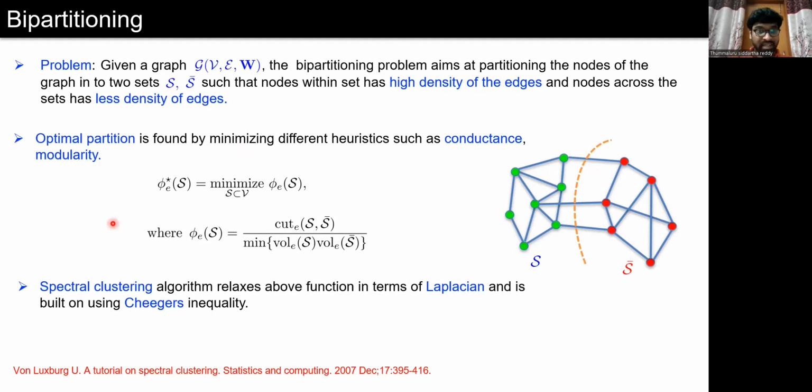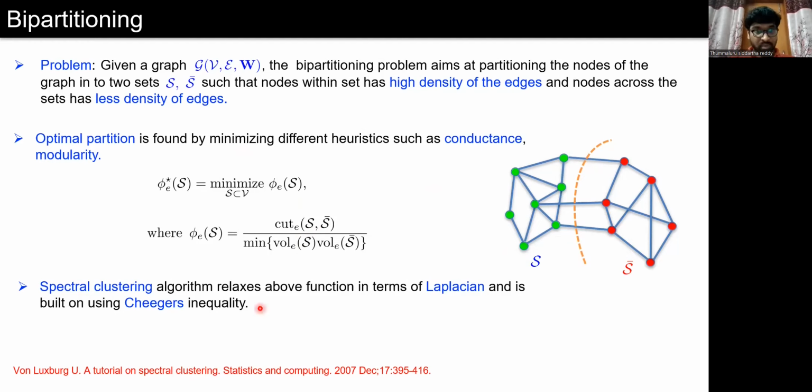In particular, edge conductance is defined as the ratio of cut to the volume, where the cut with respect to set S is a function that measures the number of edges that have one endpoint in S and the other endpoint in S bar, whereas volume is a function that counts the number of edges that have endpoints in either S or S bar. To find an optimal partition, we minimize the edge conductance. Often, minimizing the edge conductance is NP hard due to the combinatorial nature of the optimization problem.